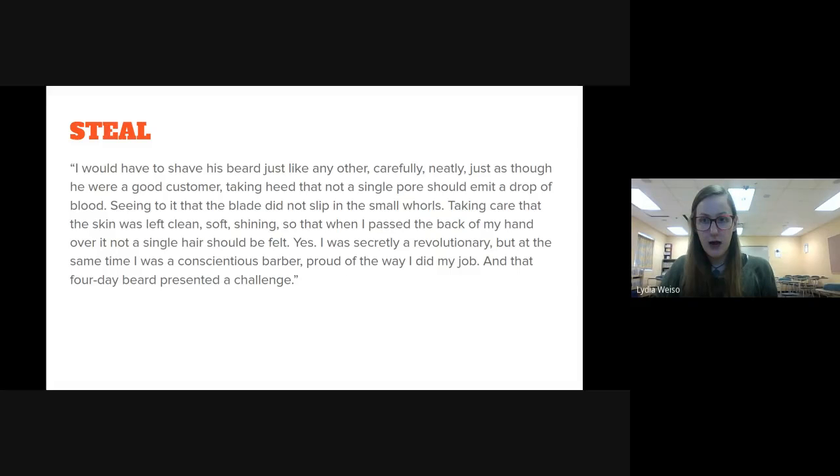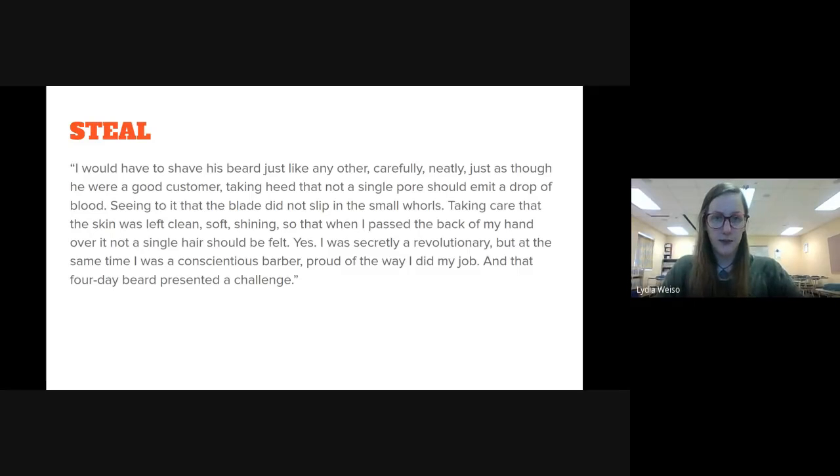So if you have your story open, I think it should be available. Yeah. So if you have your story open, you can go ahead and start looking for an example. If not, go ahead and open that, and then I'll run us through a couple of examples. So this is from the barber's perspective. The whole story is.